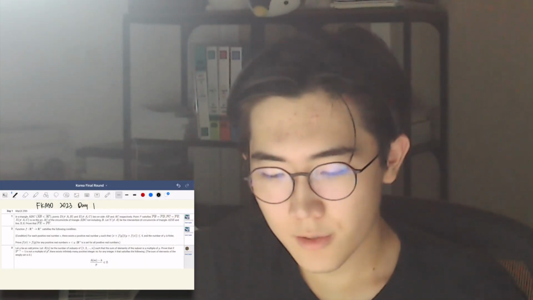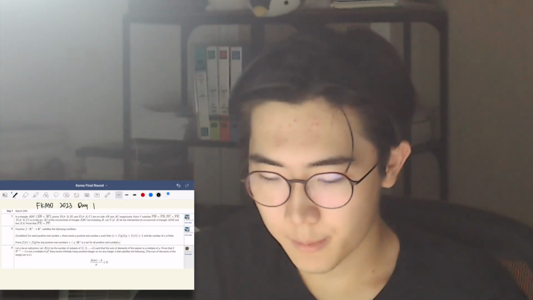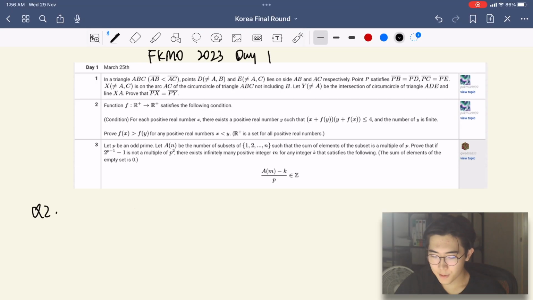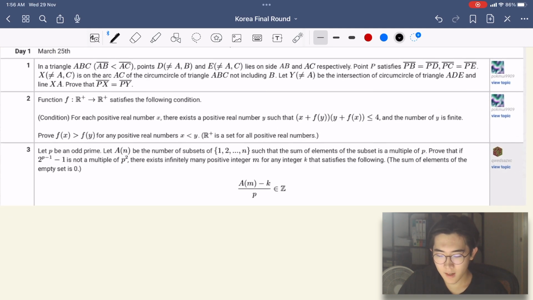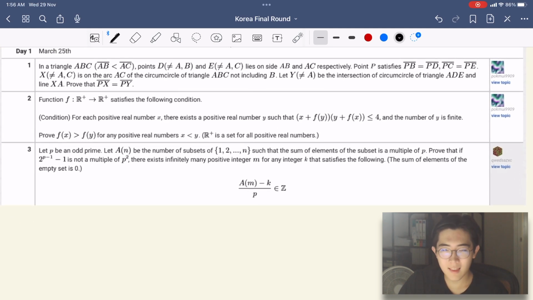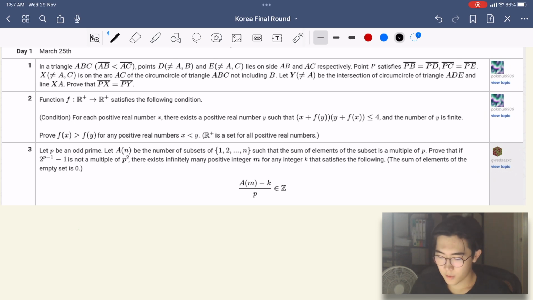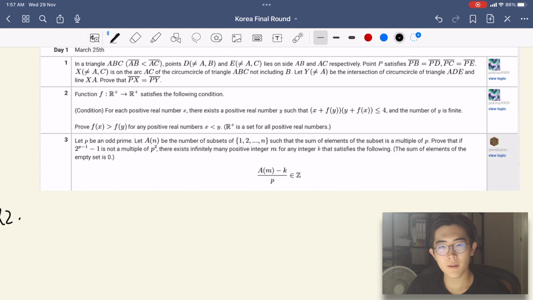Now let's move on to problem 2 of the FKMO. If you look at problem 2, it's a functional inequality, but the functional equation is a rather weird one, where you have a condition that's an inequality and you have to prove something that seems to be size related, right? So I'll run you through my thought process when I was solving this problem.